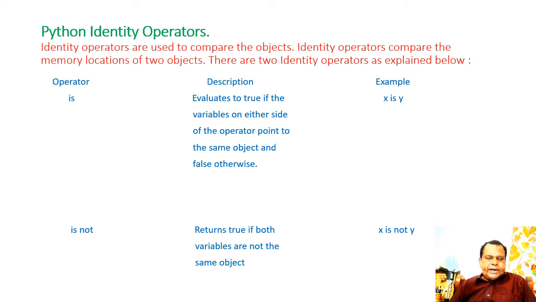Now the other operator is not. It returns true if both variables are not the same object. Example is x is not y.